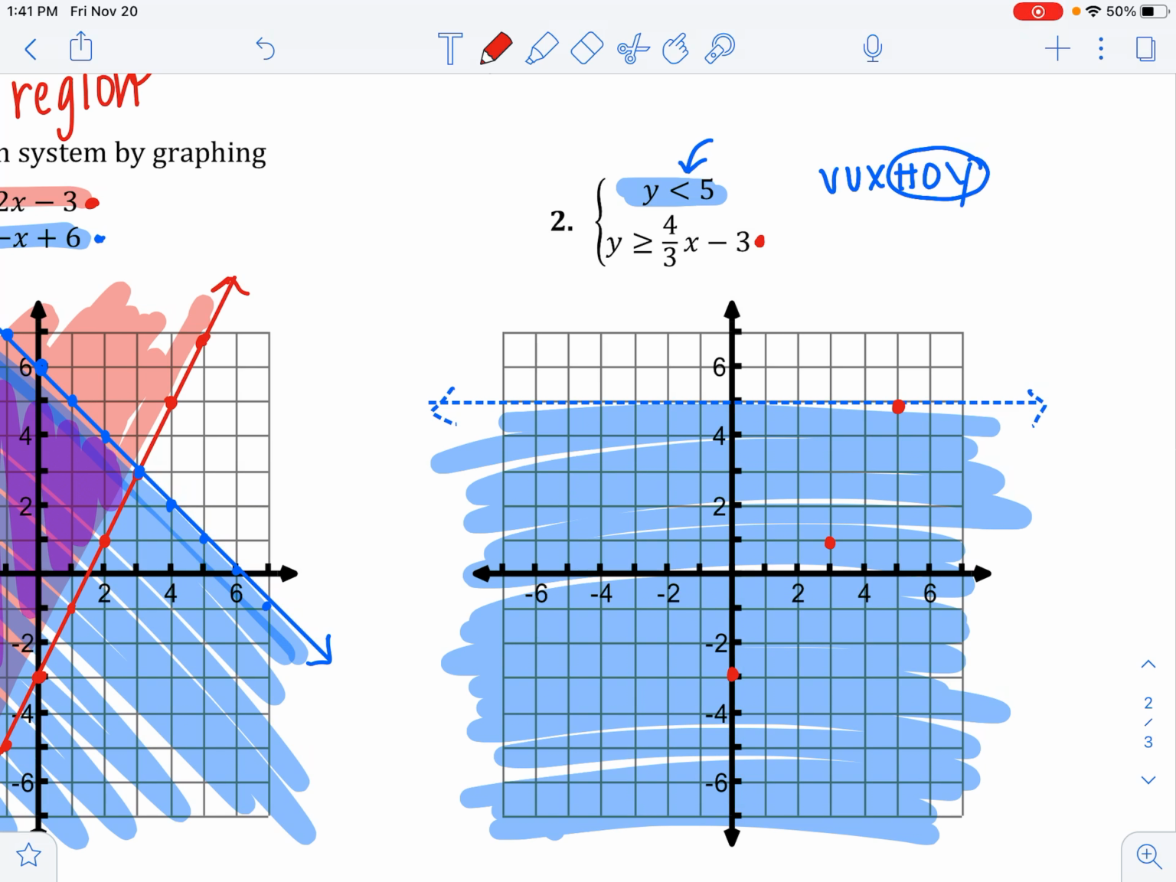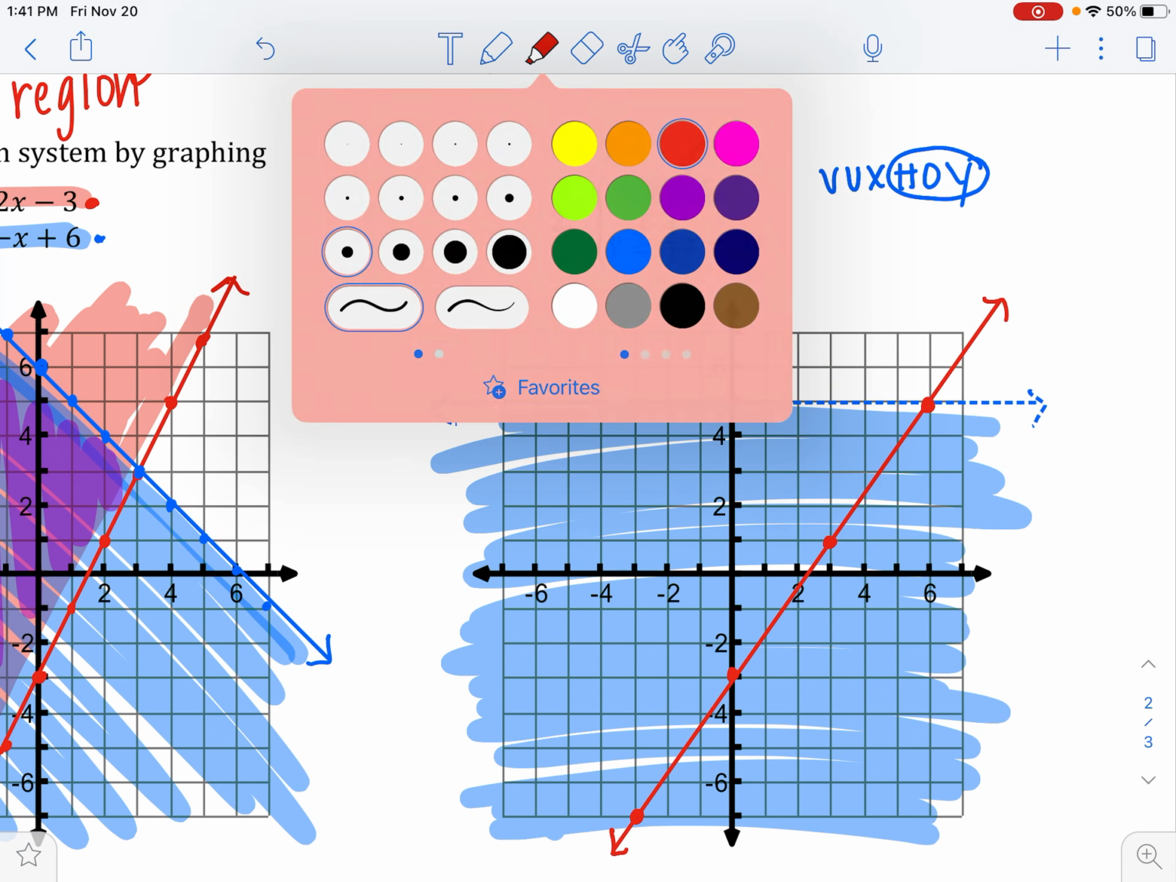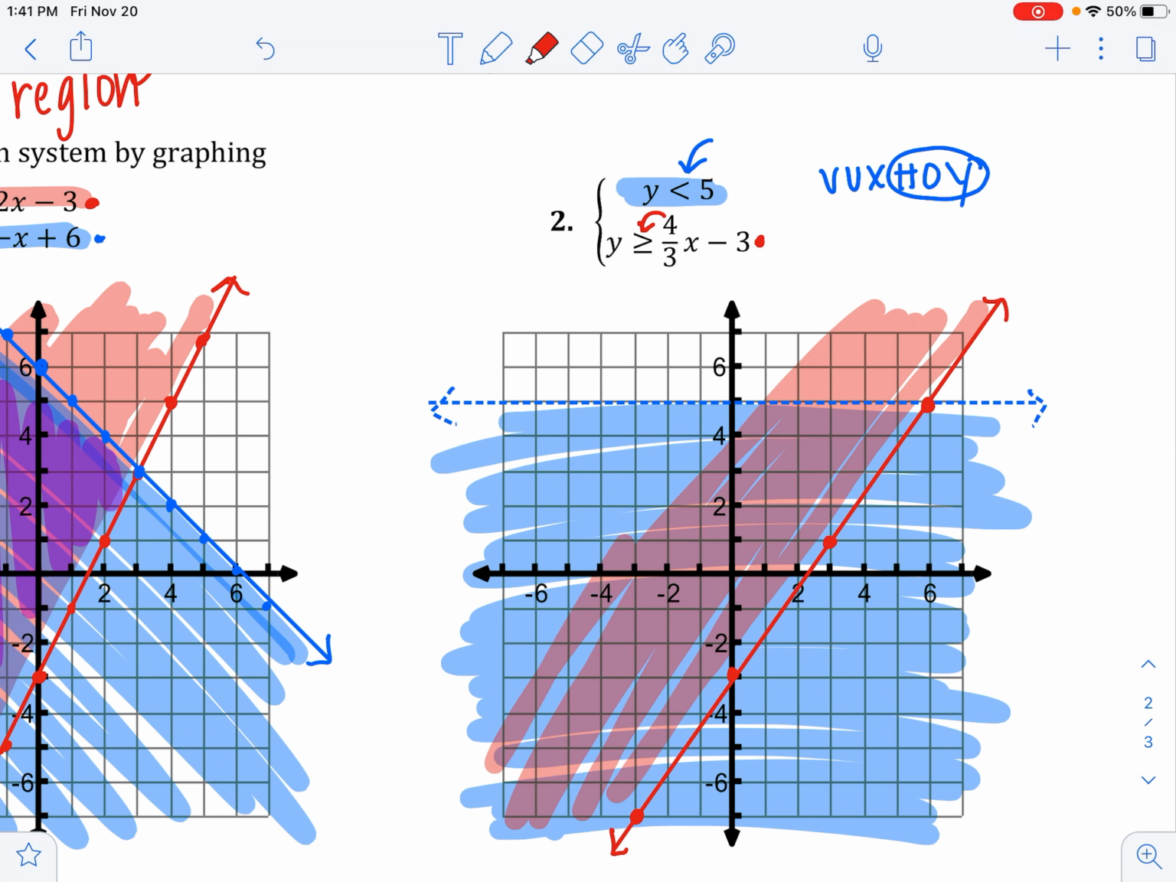If you're drawing your lines and your points aren't going through all of them, it's probably because you made a mistake, not because you did the whole thing wrong. I just backtracked here. So up 4, right 3. Up 4, right 3. Down 4, left 3. Down 4, left 3. There we go. I am including the points on the line. See how now it's going through all of them? There was one that was way off. This is greater than or equal to, so I'm going to shade above that line.